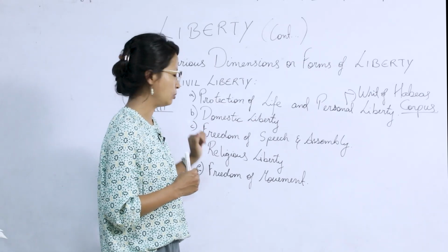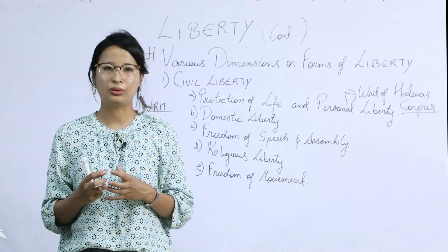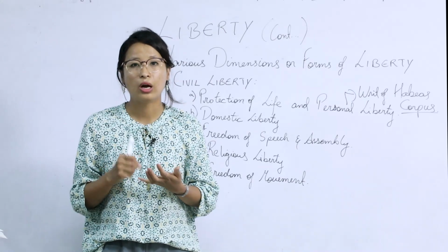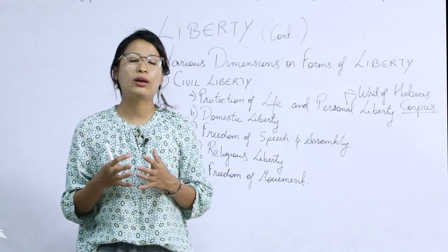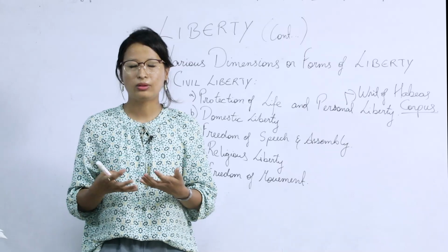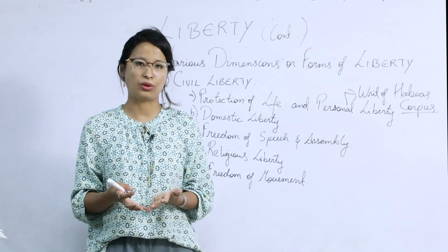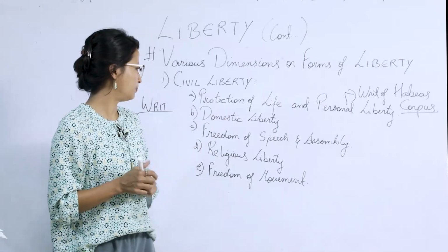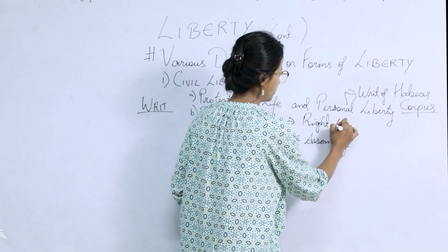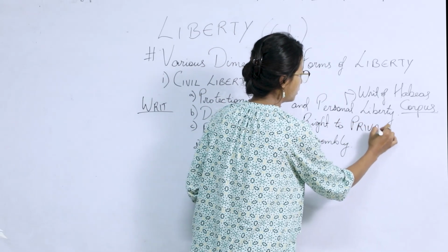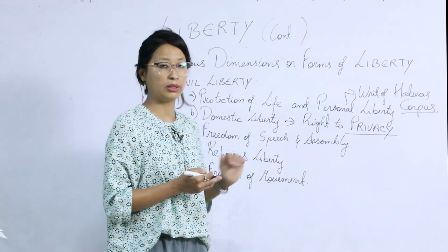Now, point number 2, domestic liberty. The word domestic refers to a household. It refers to the rights of husband, wife, and children in doing their activities. Both the husband and the wife have the freedom to run the family as they want, the type of family, and the type of education they want to give to their children. Here, the right to privacy plays a very important role in domestic liberty.